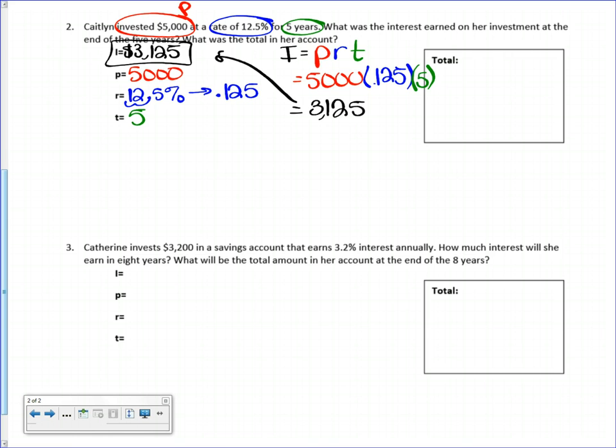The second question says what was the total in her account. So we're going to go back over here to the total box. It's going to be interest. Take what we earned, then add that to our principal, what we invested. So our interest is 3,125 plus the principal, which was 5,000 P. And we add those together. We'll get a total of $8,125.